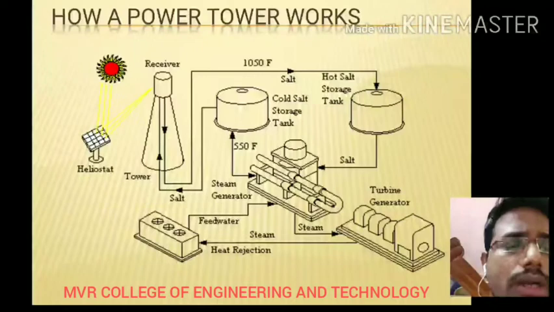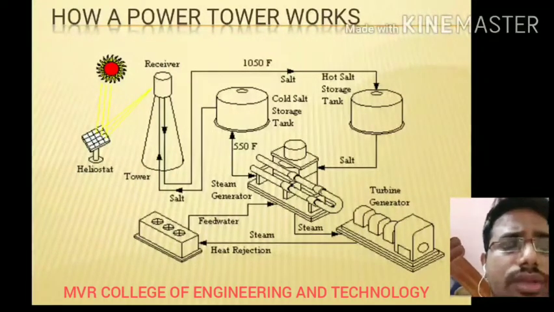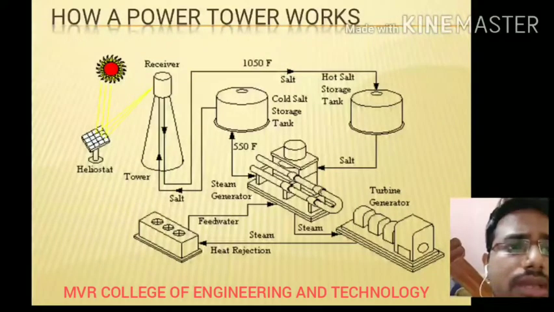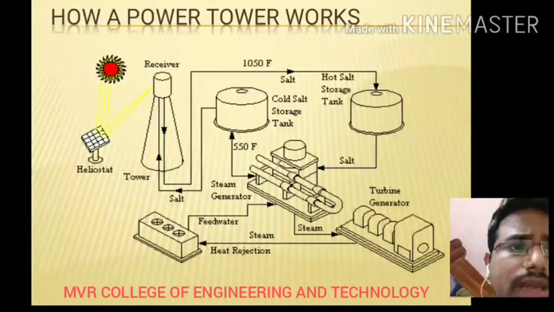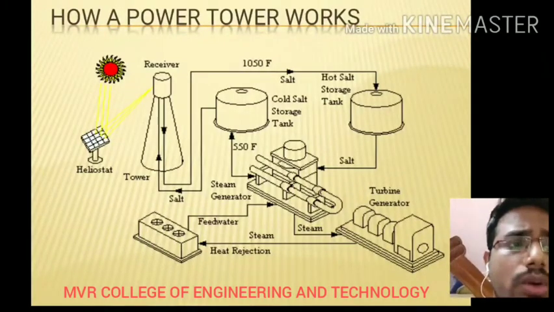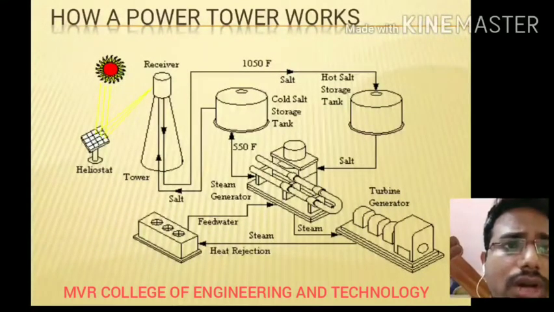So the cold water will be sent through a salt, which is nothing but a molten salt. This molten salt will be heated and sent to the hot salt storage tank. From the hot salt storage tank, it will be sent to the steam generator. The steam generator will generate steam, and this steam will be sent through the tubelets, and from the tubelets this steam will travel and hit the turbine generator. So this turbine will rotate and electrical energy will be generated. So the mechanical energy will be converted into electrical energy.